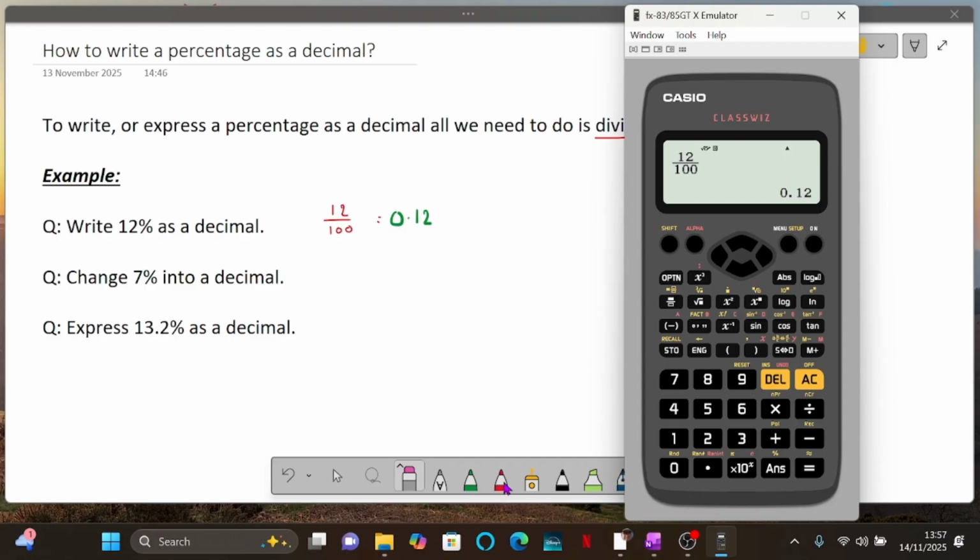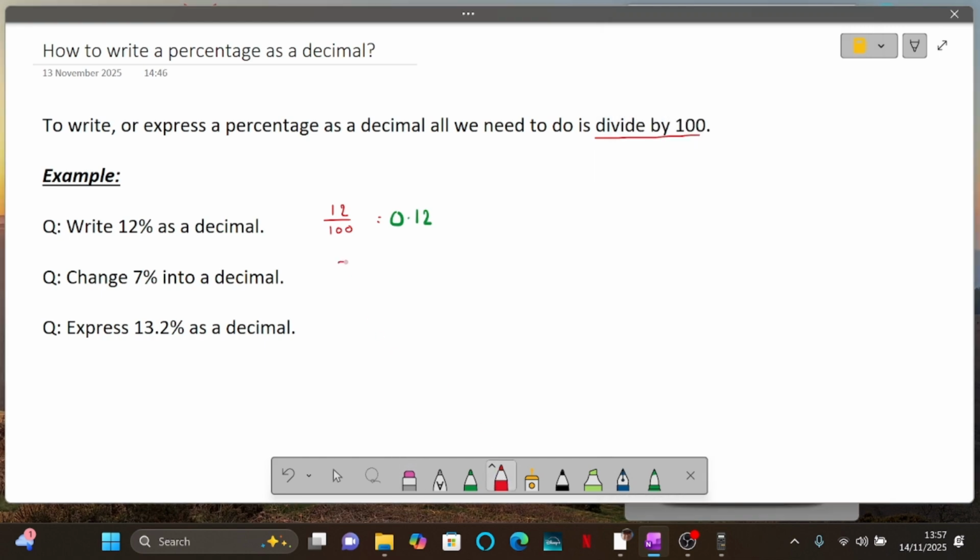7% as a decimal. Okay, so here we go. 7 divided by 100. Now remember, 7 on its own is the same as 7.0 or 7.00, however many zeros you want to consider or think about.